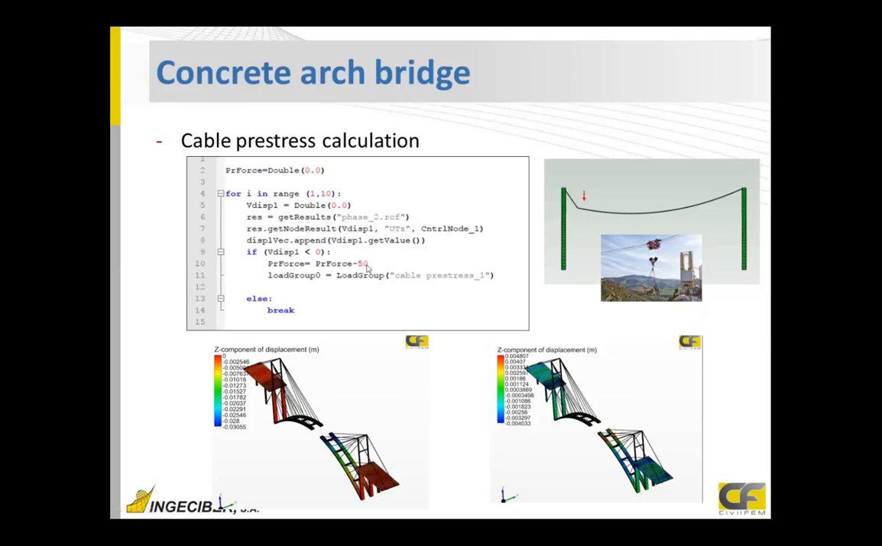I increase this force with this loop 50 by 50. So you can see a simple loop. This is not the total macro, this is a simple loop for the first cable. I will have to repeat this loop 9 times for the 9 cable groups.